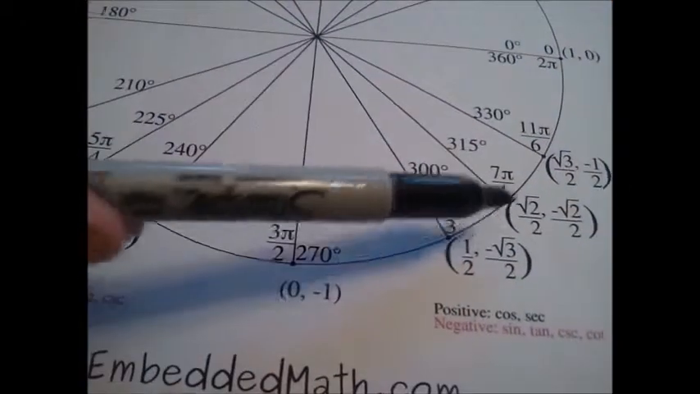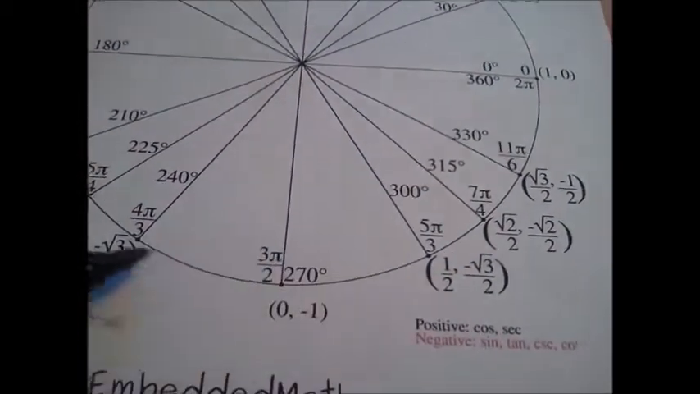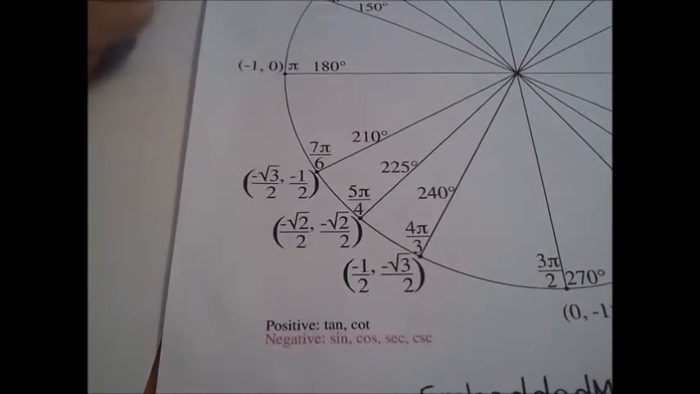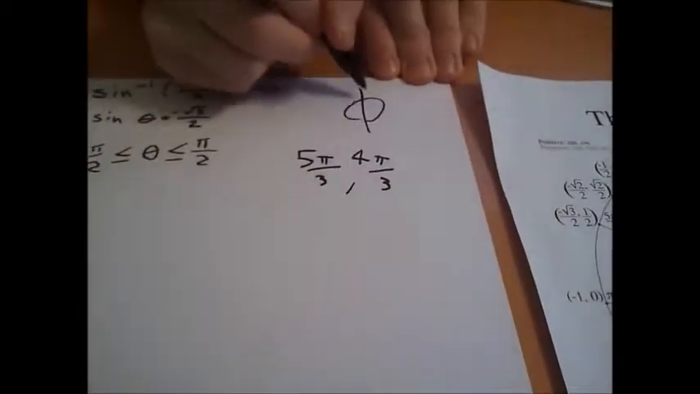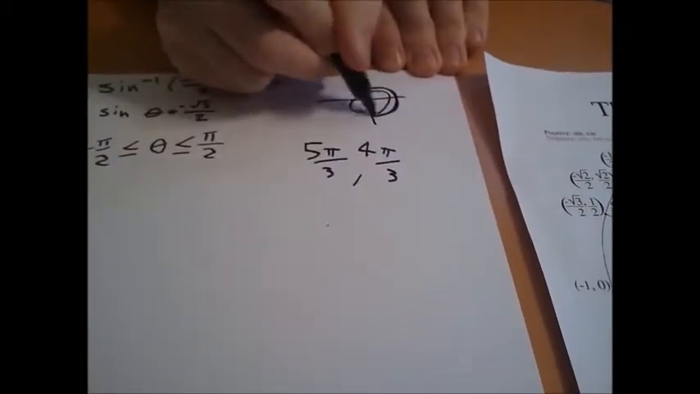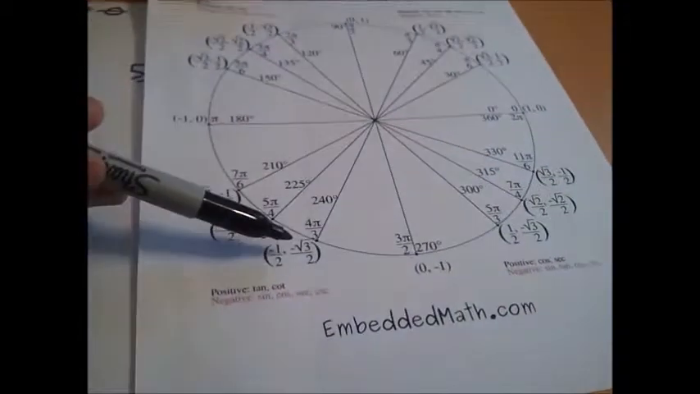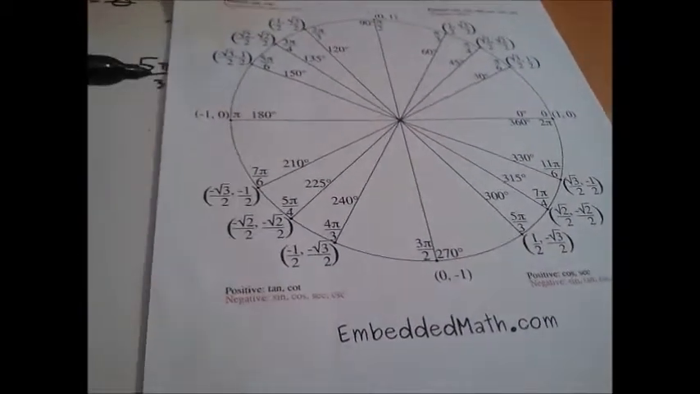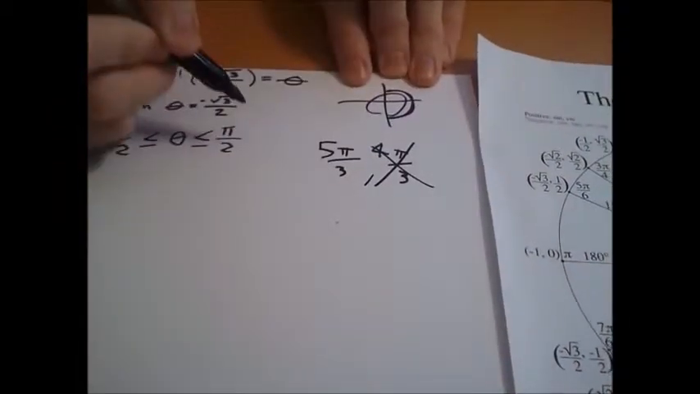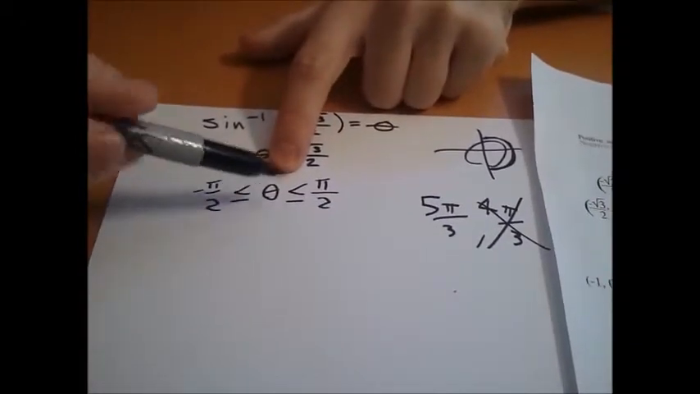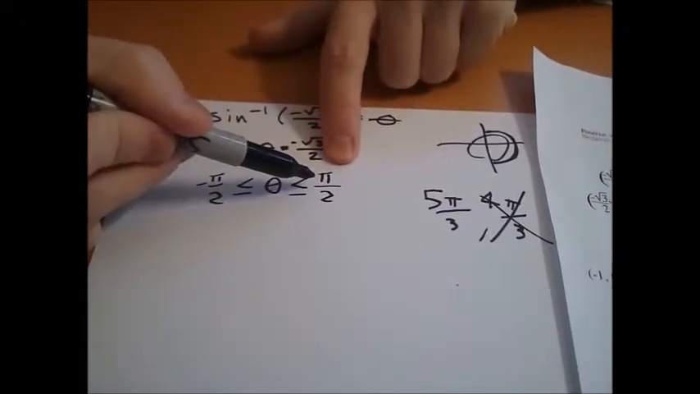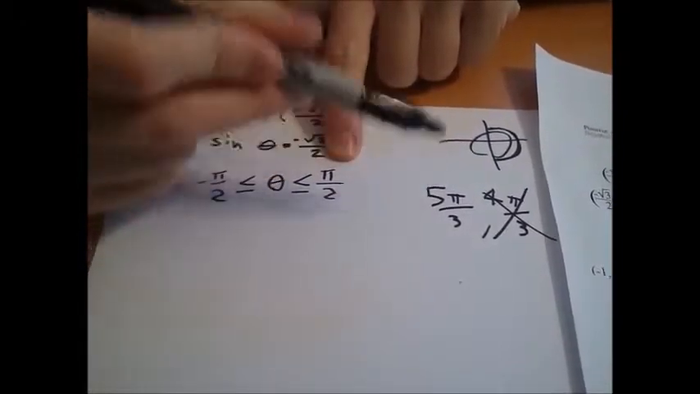And I want to acknowledge we do see another one that might work, which is this 4 pi over 3. But we're going to see some issues with these. First of all, 4 pi over 3, remember, we're looking for something that's going to be in the right-hand side of the circle, right? And this 4 pi over 3 just does not work. It's just not in the right area. So we can eliminate that one. But this 5 pi over 3 is going to be greater than pi over 2. So we can't use 5 pi over 3. That's not going to work.